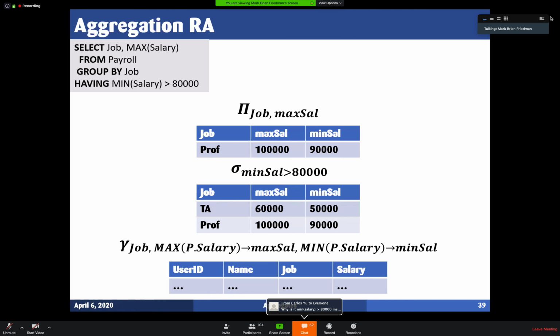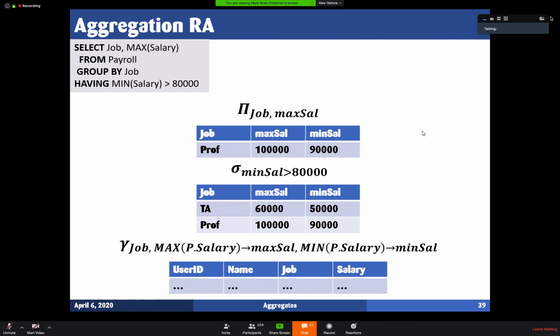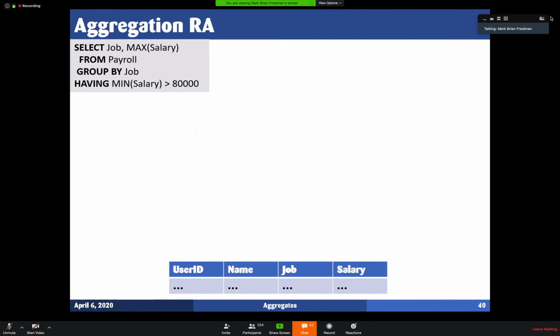And what's going in the projection? I would have thought we got that. The projection should have shown us just job and max salary. This min salary is not reported anywhere because we didn't select for it, so it should go away. We've dropped it from the result set.